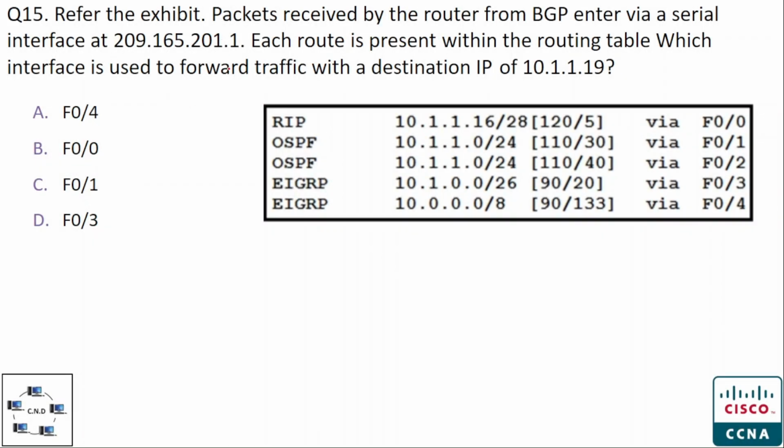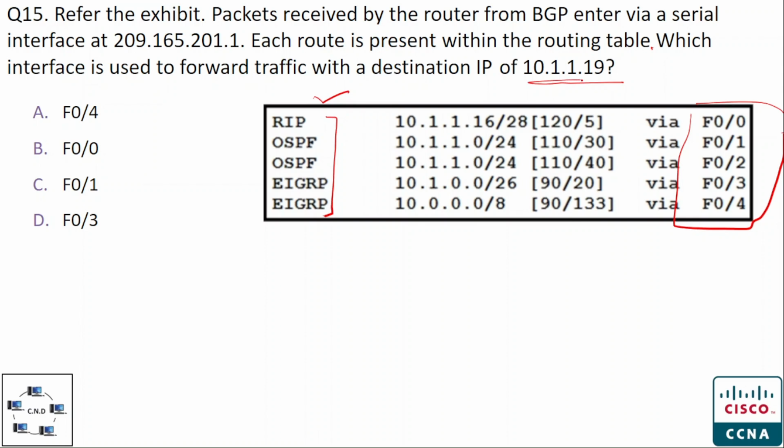Question number 15. Refer to the exhibit. This is the exhibit. We have these routing protocols and they have installed the routes, or learned these routes, via these interfaces. Each routing protocol has learned its corresponding routes to respective interfaces. So the question is, packets received by the router from BGP enter via serial interface at 209.165.21.1. Each route is present within the routing table. Which interface is used to forward traffic with a destination IP of 10.1.1.19? So the question is which interface is used to forward the traffic to this destination.